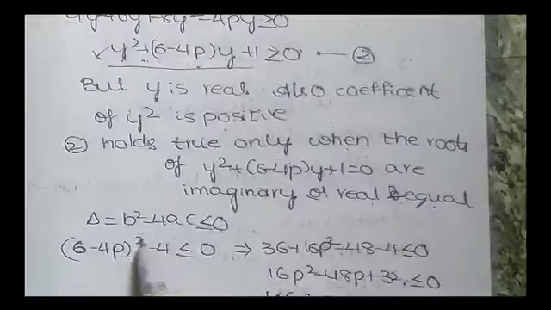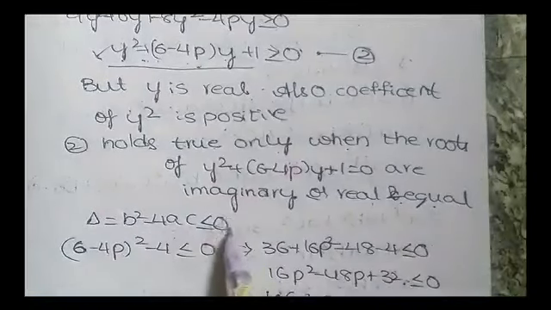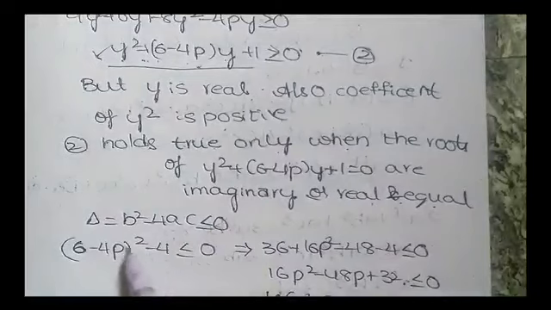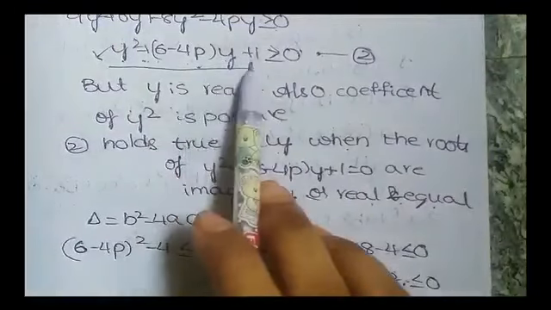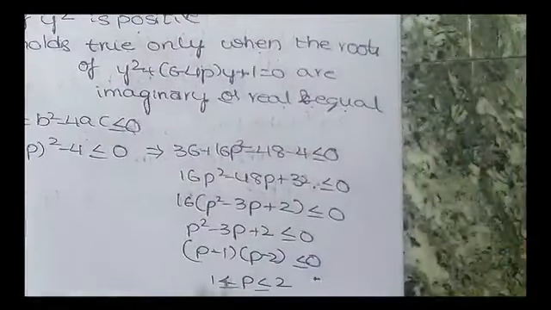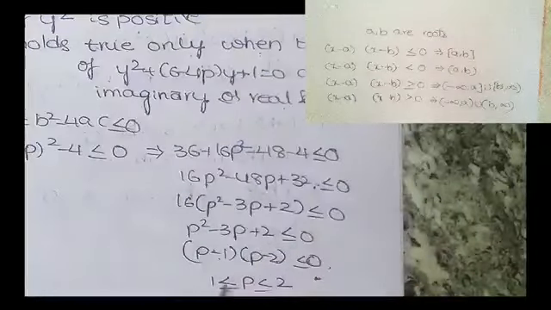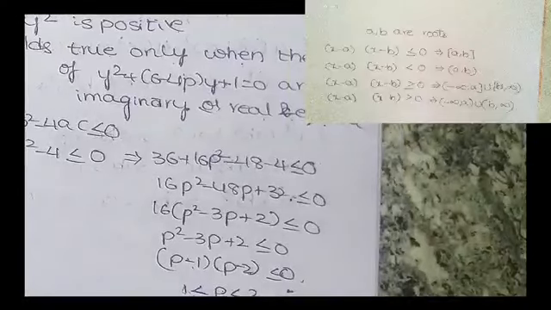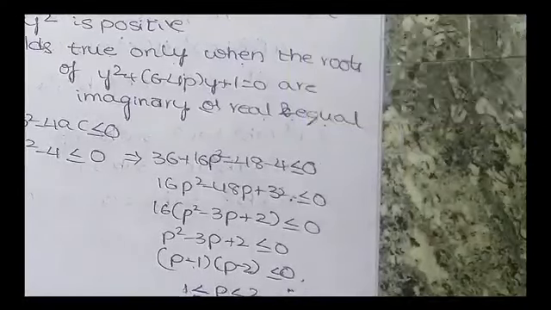So I have taken b square minus 4ac less than or equal to 0, and then for this equation we have to find the discriminant value for equation 2. So when we find, we will get a quadratic equation and then (p minus 1)(p minus 2) less than or equal to 0. So p is greater than or equal to 1 and less than or equal to 2. Now we have p values, one is 1 and another one is 2.